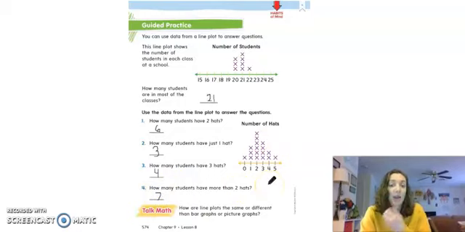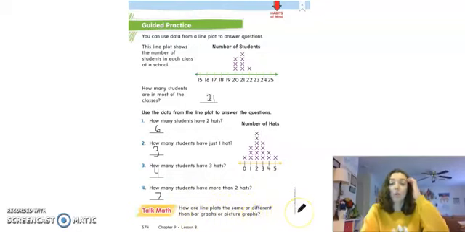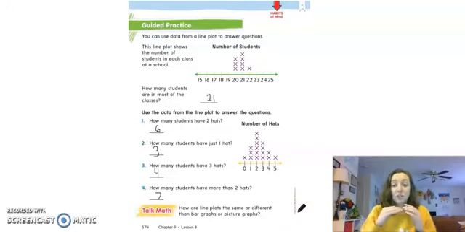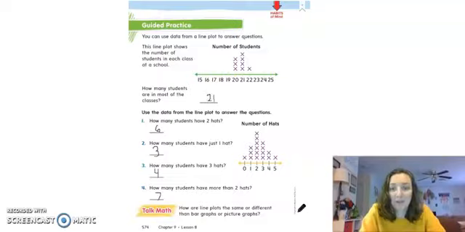Okay, so how are line plots the same or different than bar graphs or picture graphs? Remember again, they're the same because they're organizing that information and we can use that information to answer questions, and they are different because they just use the number line and the X's, okay? They don't use pictures, they don't use bars, and they don't have different categories. It's all about total. It's all about the amount of something because of the numbers in that number line. Okay.